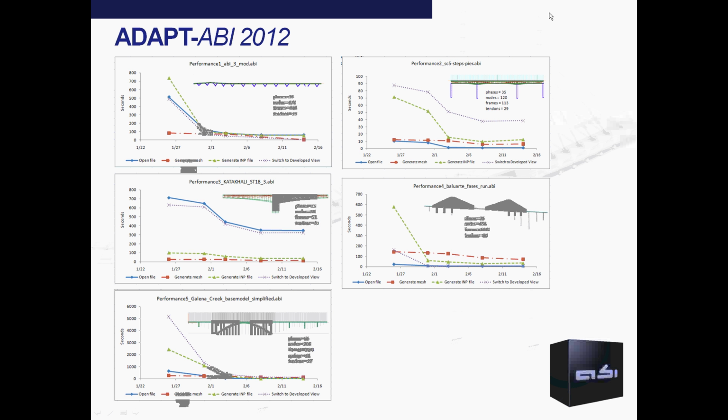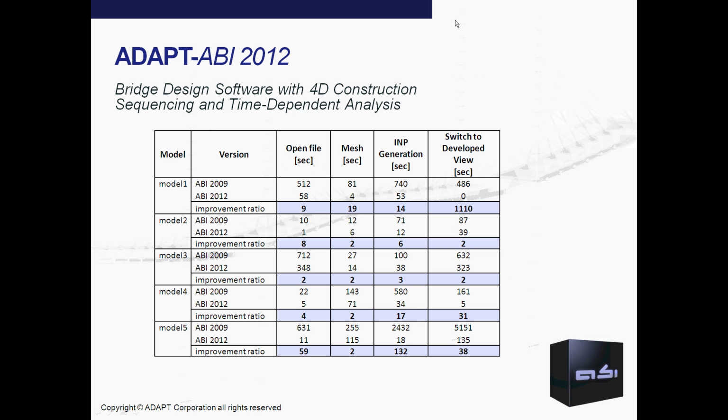Several performance parameters were tested among 5 different models in ADAPT-ABI 2012. These include opening a file, generating a mesh, generating an input file, and also switching to developed view. Each of the models varied between the phases, node numbers, frames, and also tendons. It can be seen that the processing speed for each of the parameters was reduced between 2009 and ABI 2012. Performance speeds for the parameters tested significantly improved, most notably for input generation and also for switching to developed view.